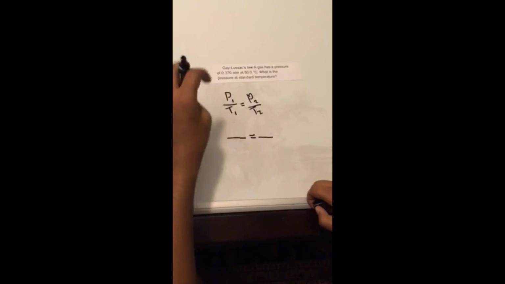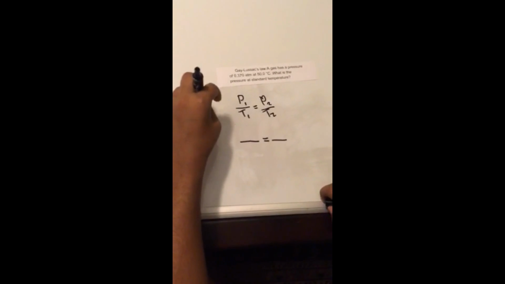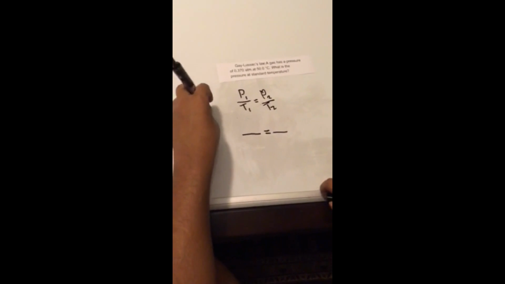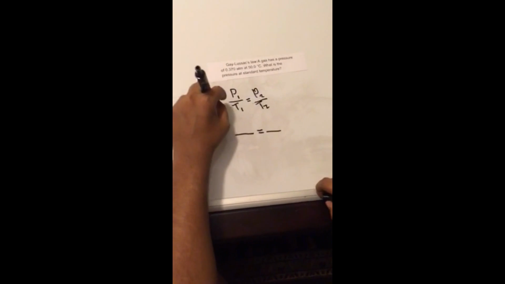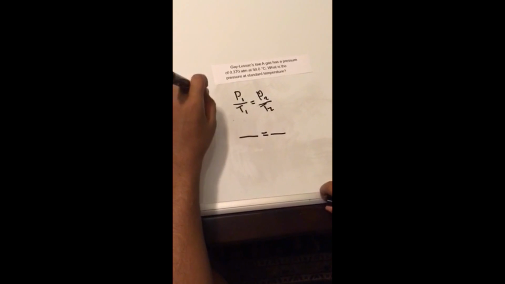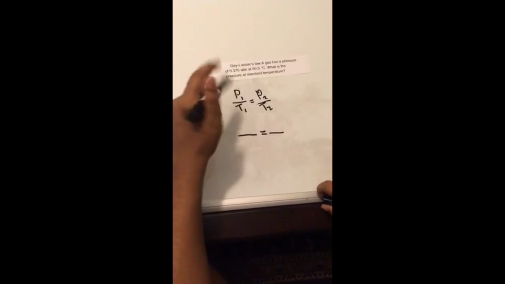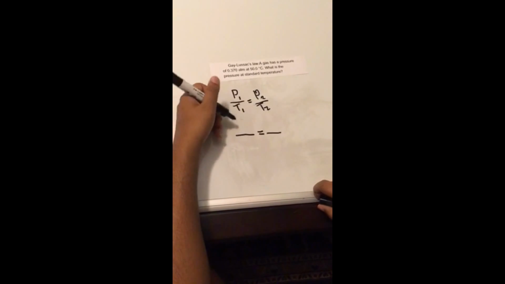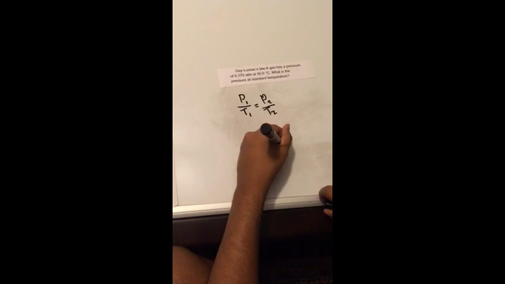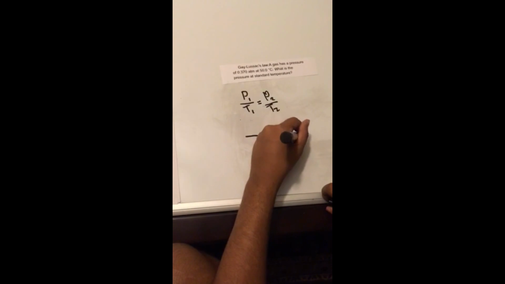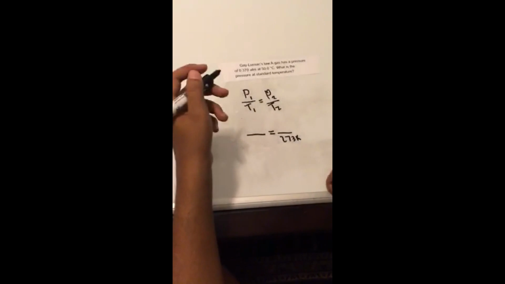So now we're going to be doing Gay-Lussac's law. The question says a gas has a pressure of 0.37 atm and at 50 Celsius. What is the pressure at standard temperature? So we're trying to find the pressure, and the temperature is going to be standard. So we can automatically put 273 Kelvin as our standard temperature for T2.